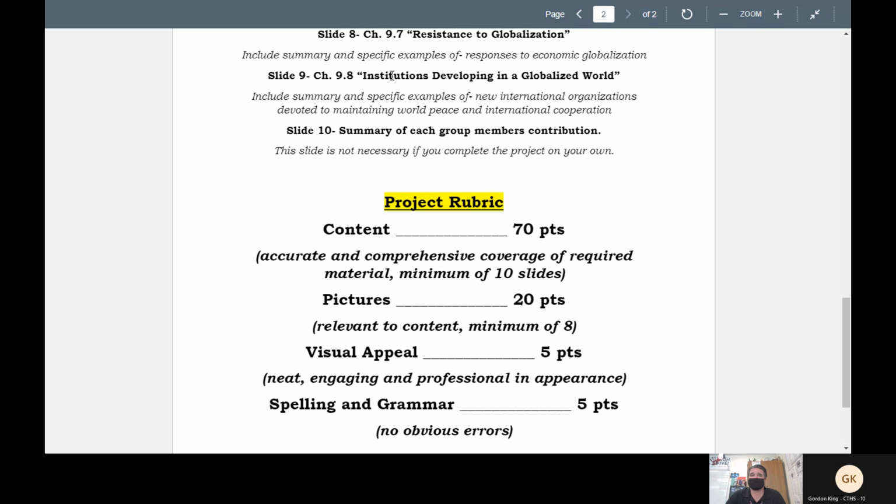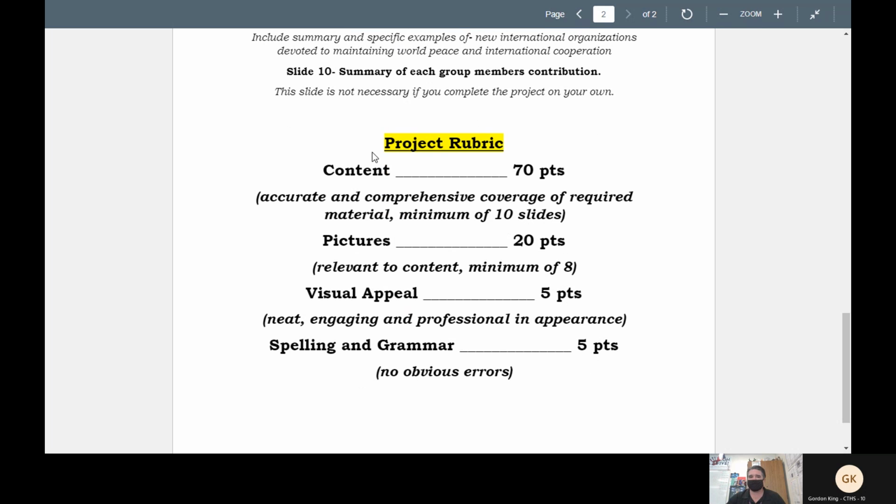And finally, Chapter 9.8, institutions developing in a globalized world, include a summary and specific examples of new international organizations devoted to maintaining world peace and international cooperation. Then if you are in a group, I do need at least a 10th slide, just kind of summarizing what each group member did. I want to see that the work was at least split apart relatively evenly. As far as how you're going to be graded, this is the rubric.